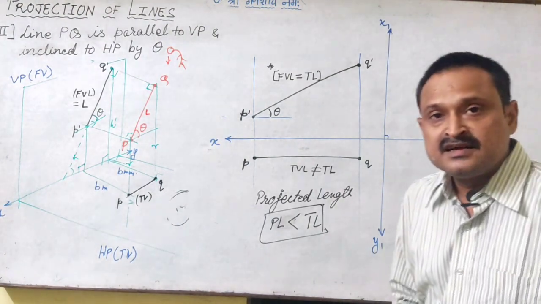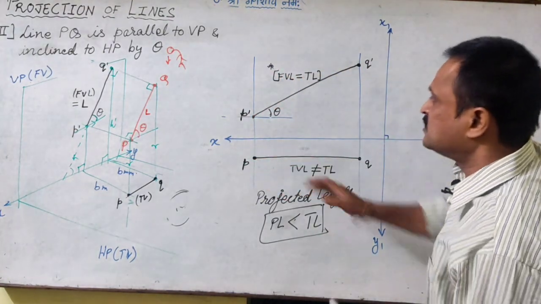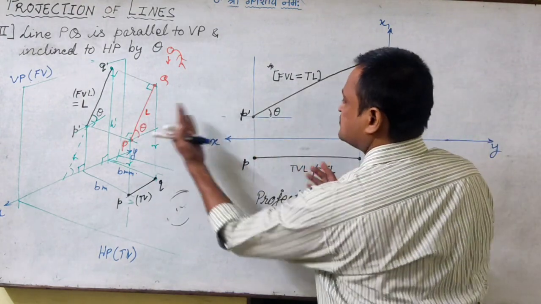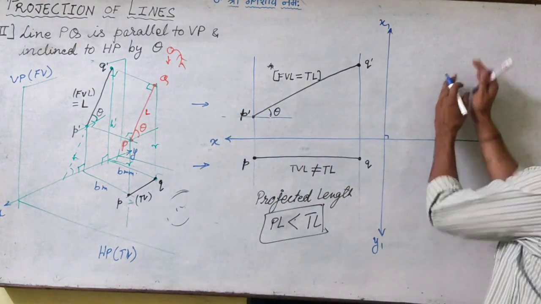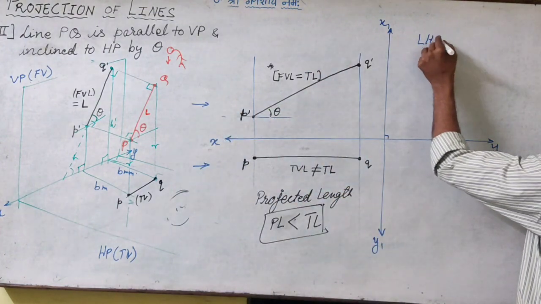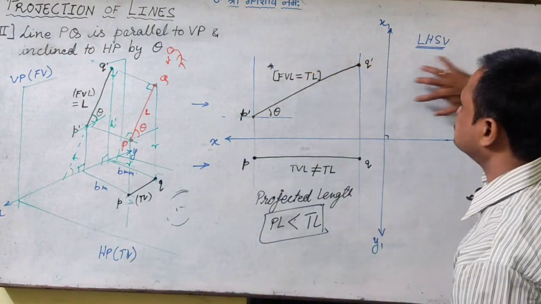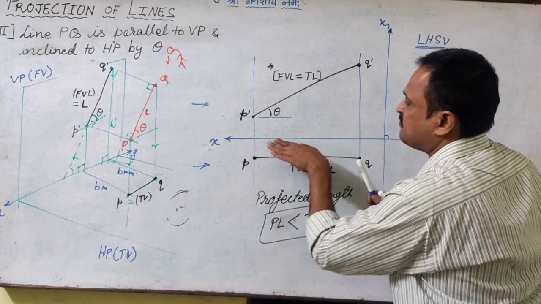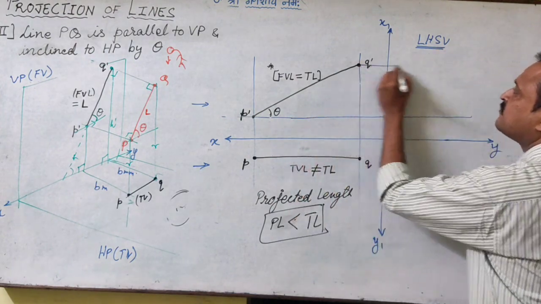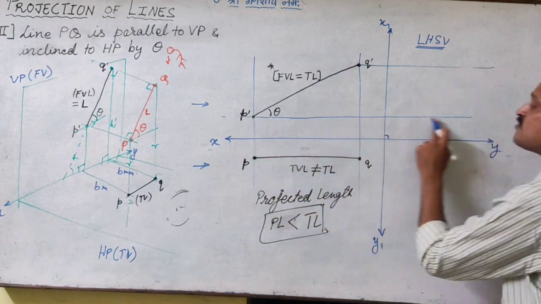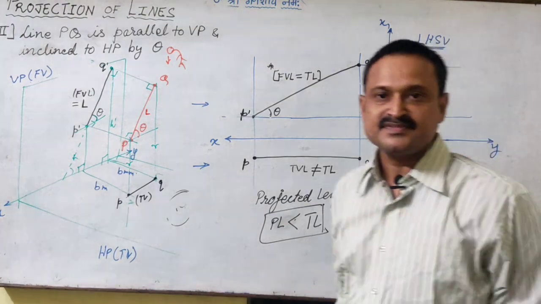So how do we get the side view? We drag the heights to the left hand side view zone. From my drawing, this is the left. When we are looking at the object from the left to the right, we get the left hand side view. So for the left hand side view, we drag the heights of P and Q parallel to the xy line. This is the height of P, this is the height of Q, or I'll call this the locus of P in the front view, locus of Q in the front view, right?